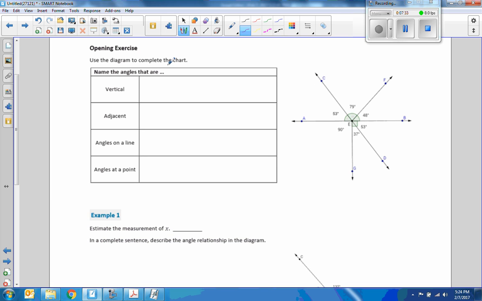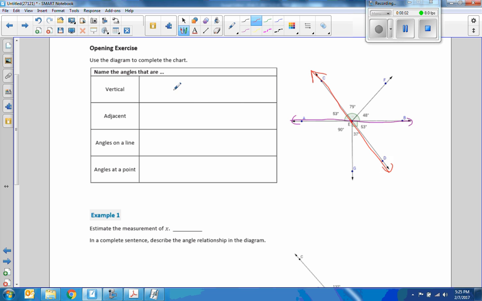Opening exercise. Use the diagram to complete the chart. Name the angles that are vertical. Okay, so I'm going to just do a few. I'm not going to do them all. There's more than one. I see that I have a ray going this way and an opposite ray going this way. There is also a ray AC and an opposite ray ED that form straight lines. So the purple line and the red line are forming two angles that are vertical.